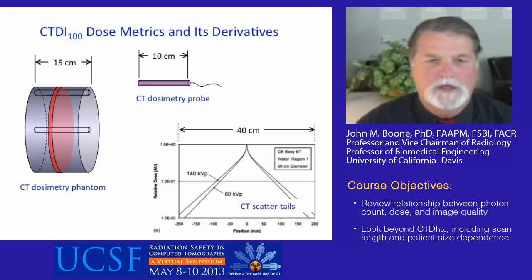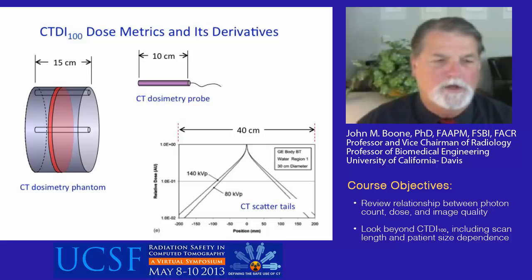And some computer simulations shown in the lower right of this curve show that the CT scatter tails actually extend many hundreds of millimeters in both directions from the actual scan point. And so 40 centimeters length in terms of a phantom is required to capture at least 98% or so of the radiation dose from the scatter tails. And so what this suggests is really a bigger phantom, a longer phantom is necessary to do this.